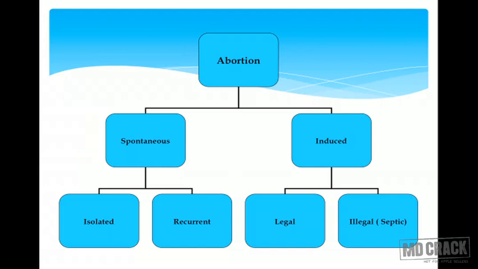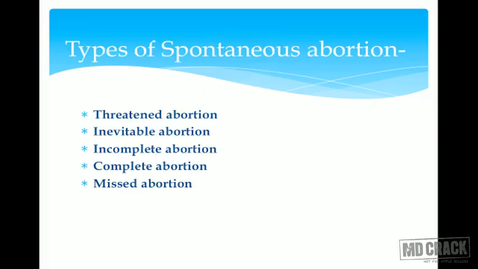Spontaneous abortion can be of two varieties, either isolated or recurrent: one single abortion, or one that gets repeated in the next pregnancy, and so on. Or it can be an induced abortion, legal or illegal. This we are not going to deal with right now. We are just going to concentrate on spontaneous abortions.